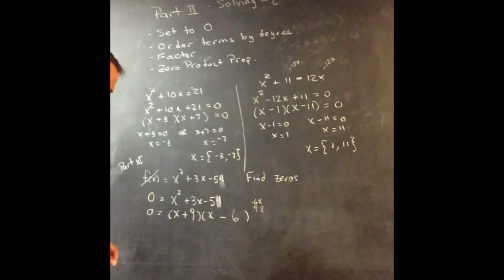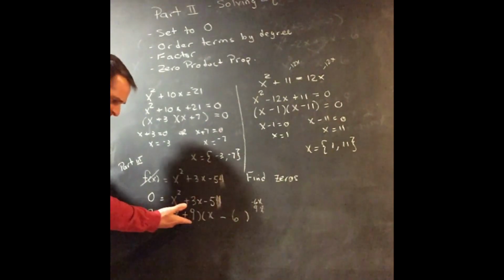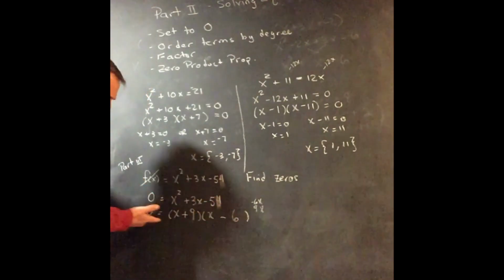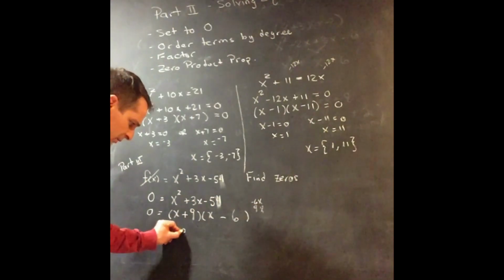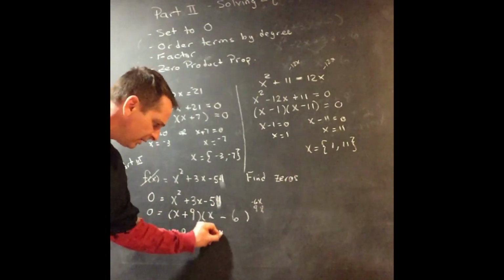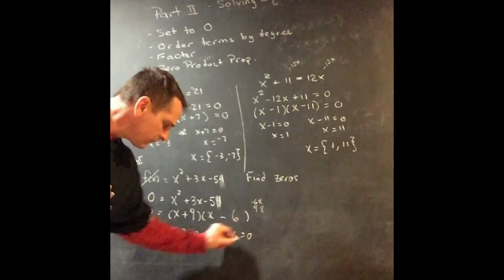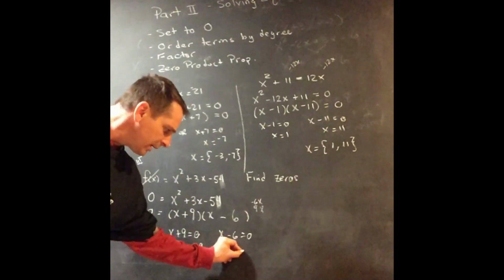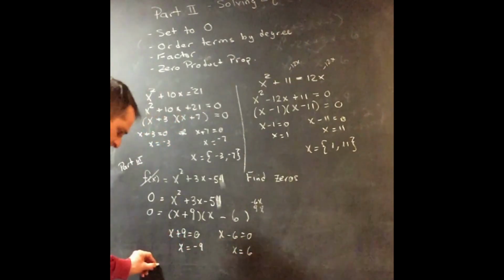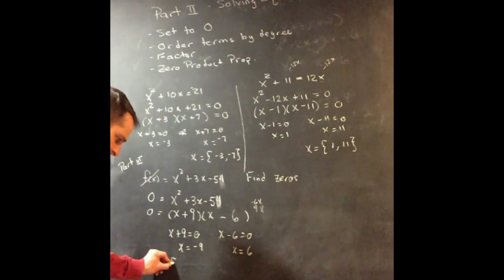Bring down my equal 0. This binomial times this binomial equals 0, so one of these must be 0. So we got the same ending here as the other two problems. X is negative 9, or x can be positive 6. So these are the zeros.